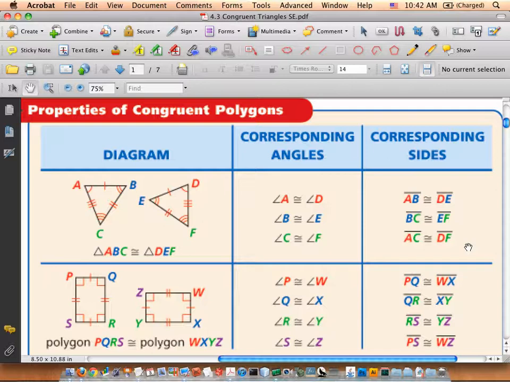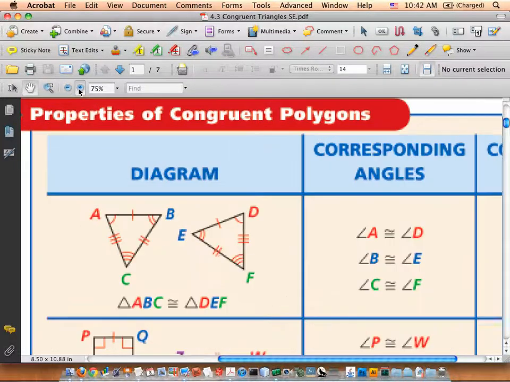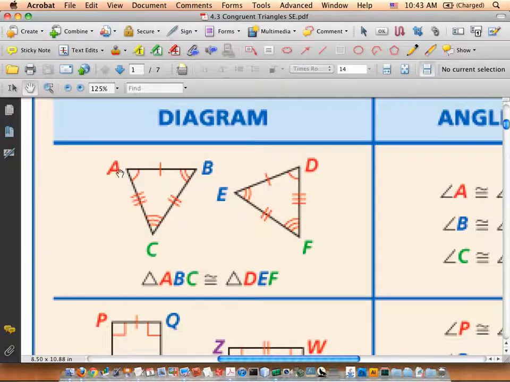Okay, this is section 4.3, and so we're going to talk about what makes triangles congruent. This is the first thing that should go into your portfolio when I give it back to you: properties of congruent polygons. Here are two triangles. Here's triangle ABC, and the corresponding triangle that goes with that is DEF.